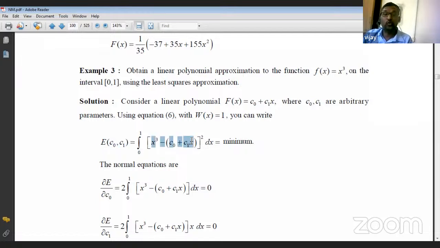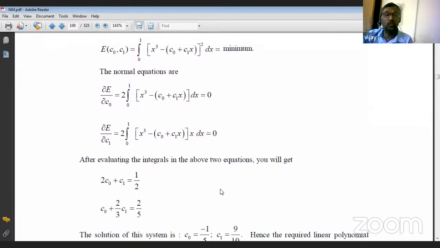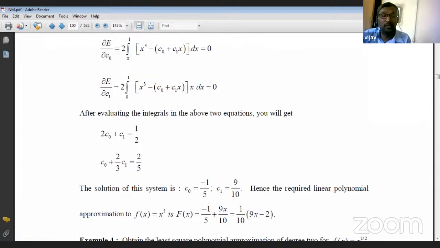We are treating the total as x squared dx, I am writing. Then the partial derivative with respect to c1: 2 times the integral from 0 to 1 of x cube minus c0 minus c1 x, times x dx, is equal to 0. After evaluating these integrals of the two equations we get, I am applying the values here. I am applying the limits, 1 minus 0, so that is totally c0 plus c1 by 2 equals 1 by 4. And again the denominator, all the values applying, c0 by 2 plus c1 by 3 equals 1 by 5.